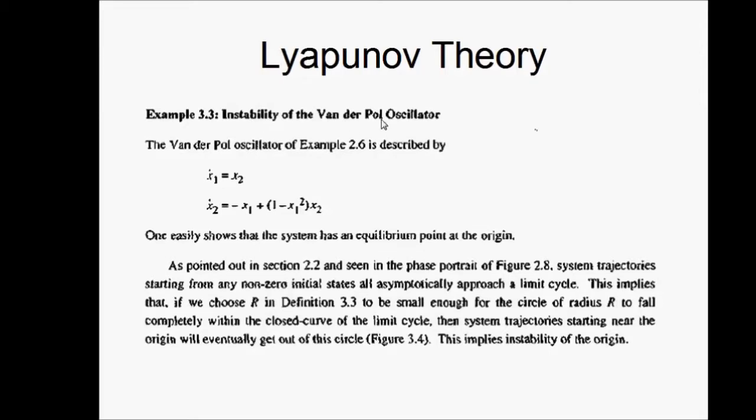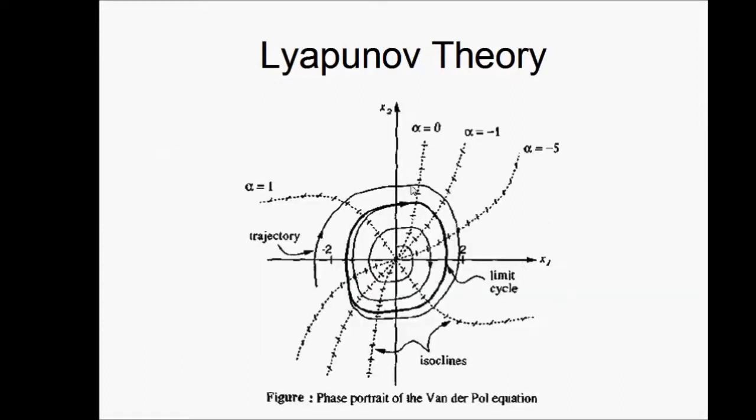Now let's look at the van der Pol oscillator. This is a state space representation of the van der Pol oscillator. This is the phase portrait of the van der Pol oscillator. Isoclines have been used for graphically plotting this phase portrait. The van der Pol oscillator has a limit cycle oscillation. The closed trajectory shown in bold in this phase portrait is the limit cycle of the van der Pol oscillator.